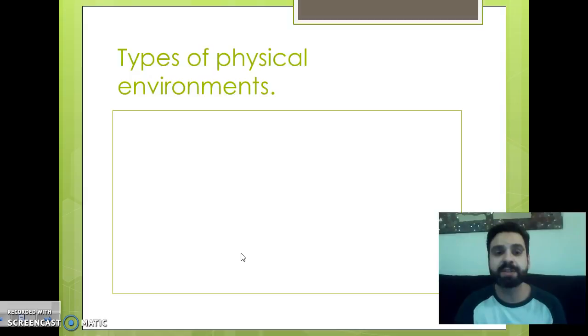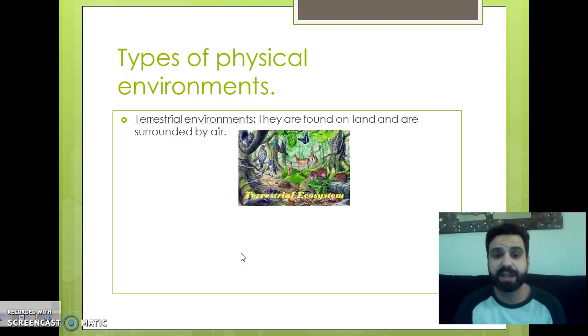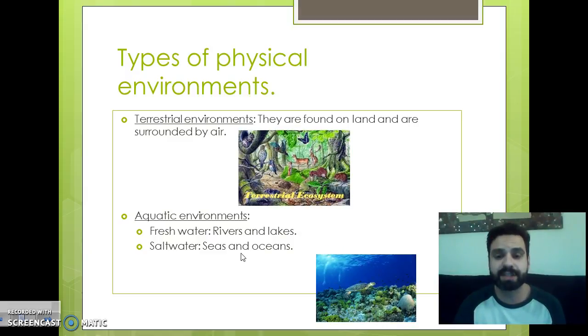Now we are going to talk about types of physical environments. There are two main types. Terrestrial environments, they are found on land and are surrounded by air. Here you are a picture. And aquatic environments, and they are divided into freshwater with rivers and lakes, and saltwater, seas and oceans.